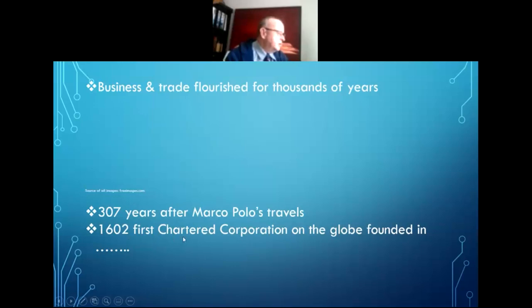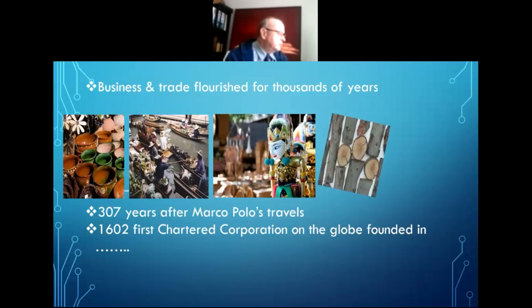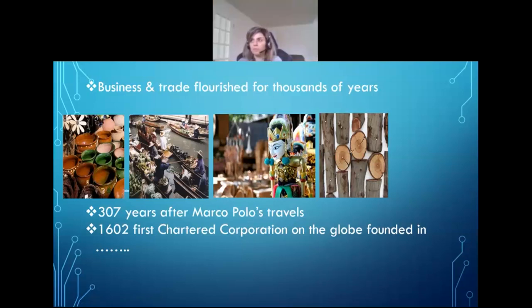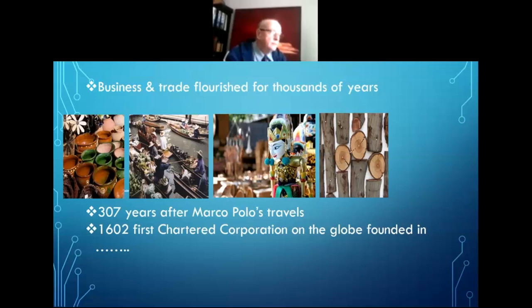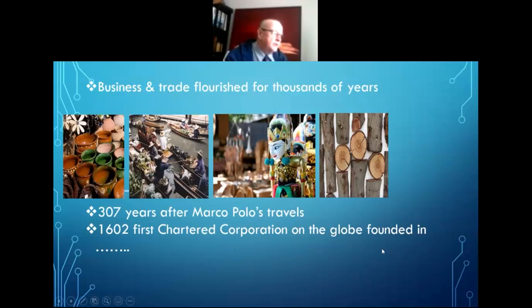And then in 1602, the first chartered corporation on the globe was founded. This leads us to the next PowerPoint. What country do you think the first chartered corporation in the world was founded in? It's a European nation. It's a European nation that has had several names throughout time. Italy? No. Move towards the Atlantic Ocean. Portugal? No? Move north a little bit. A little bit? Spain? No, keep going north.